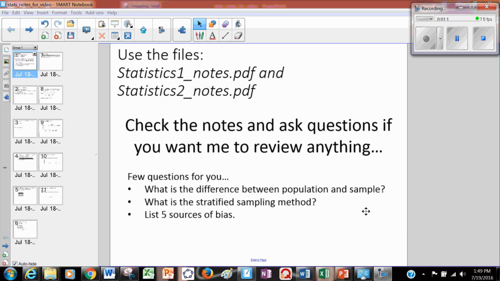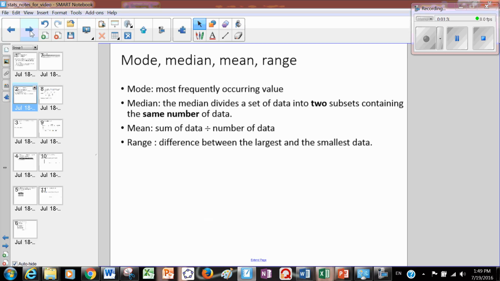So you can see different methods of sampling. What's the stratified sampling method? You can go check in the notes. It's the one that you're going to have to work with probably most often because that's the most representative one. Also, you need to be able to list sources of bias. So what can make your sample be wrong? You can go and check that out in the notes.